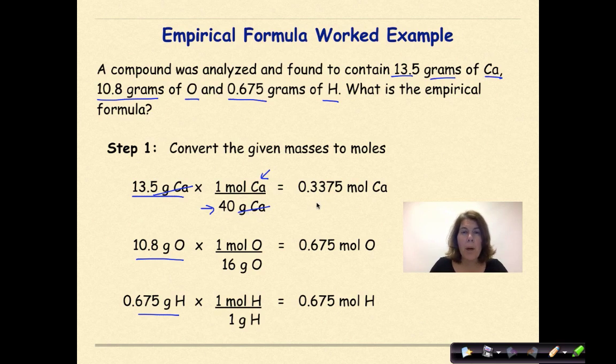And I'm going to take this out a bunch of decimal places. I'm not going to really think about, oh, it's got to be the 3 significant figures. I'm going to take it a little bit farther than that. So in this case, I have 0.3375 moles of calcium. For the next one, oxygen, I have 10.8 grams of oxygen. The atomic mass of oxygen is 16 grams. Those units cancel. I'm left with moles of oxygen and the resultant value of 0.675 moles of oxygen. Finally, going from grams of hydrogens to moles of hydrogen is also 0.675 moles of hydrogen. So step 1 is just converting to moles, making sure that you have your setup, making sure that your units cancel. Do not shortcut steps on this.